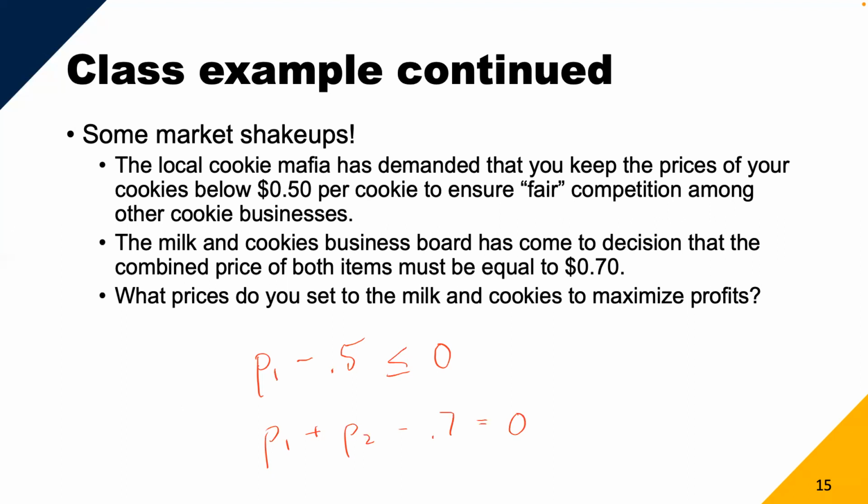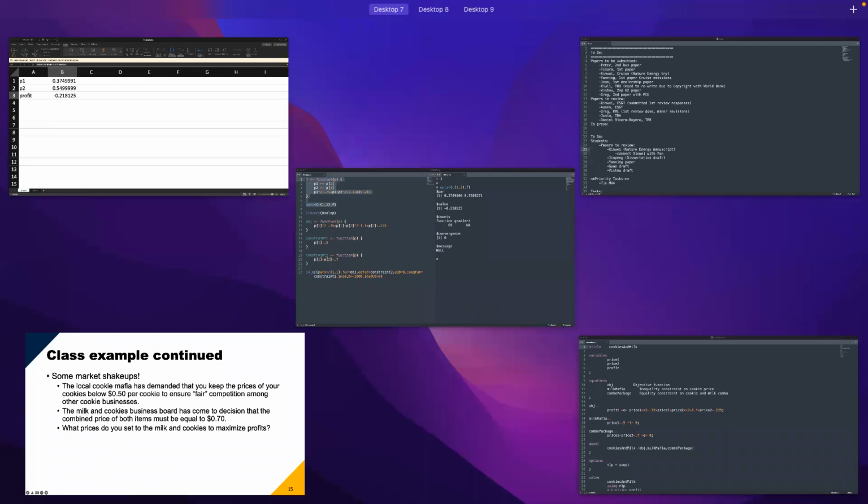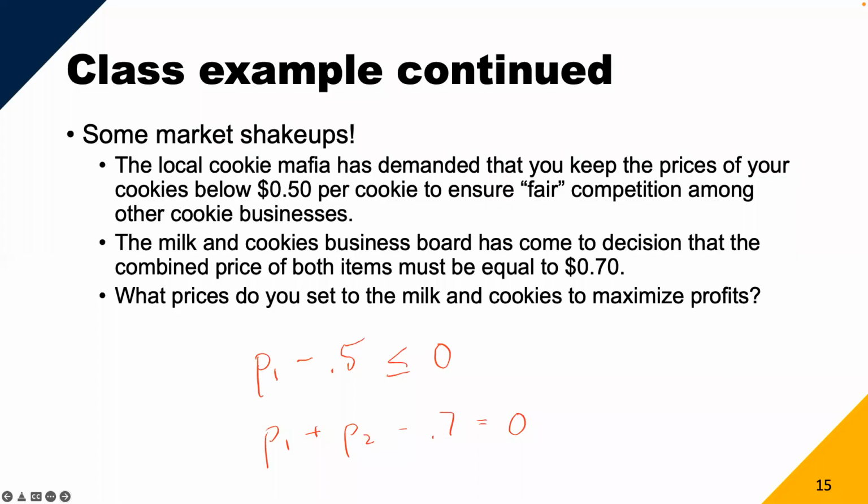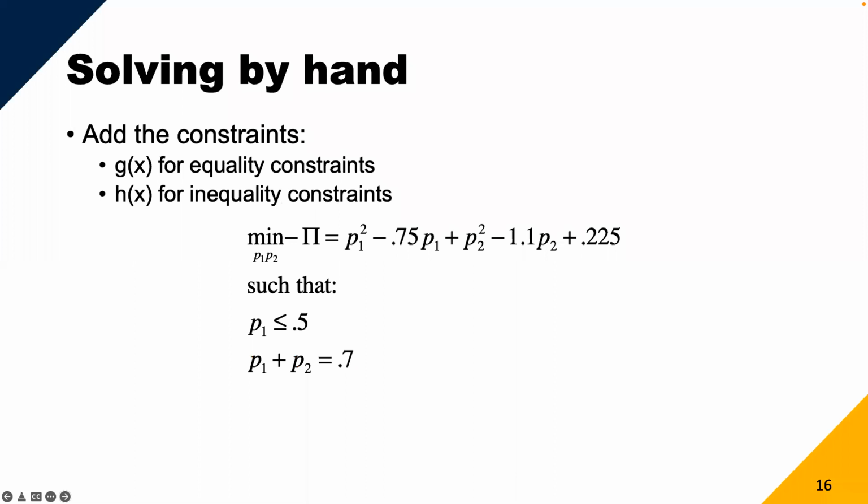Sorry, one second. Jump back over here. Okay. So if I write this out, that's exactly right. Now I have my same objective function, but now it's going to be a constrained optimization instead of an unconstrained optimization. I have these two constraints where, as we were saying, P1 is less than or equal to 0.5, and the sum of these two is equal to 0.7.